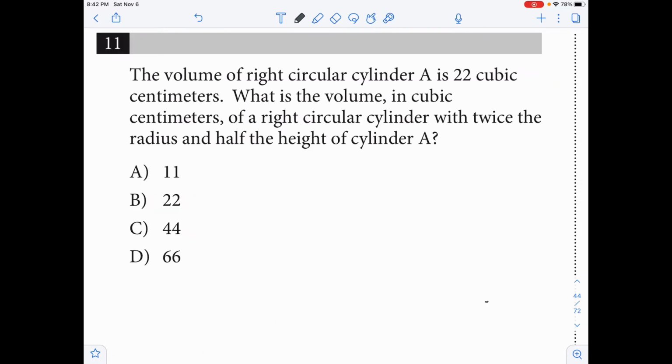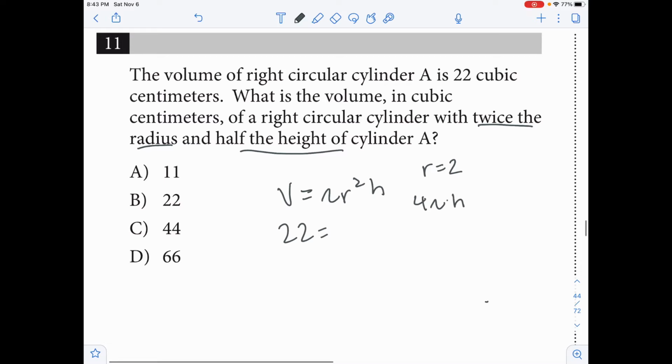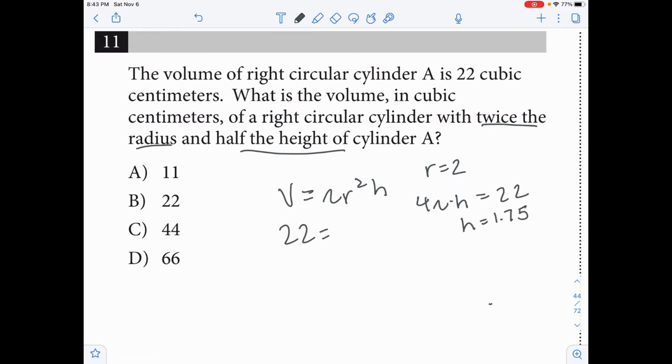Alright, let's go to the next. So we're going to solve for the volume of the new cylinder, given that the radius is twice the size and half the height of cylinder A. So volume of a cylinder is V equals pi r squared h, where the volume is 22, which we're given. And I'm just going to say that the radius is 2. And if the radius is 2, then 4 pi times h has to equal 22. So therefore, h has to be about 1.75. Yeah, that's close enough.